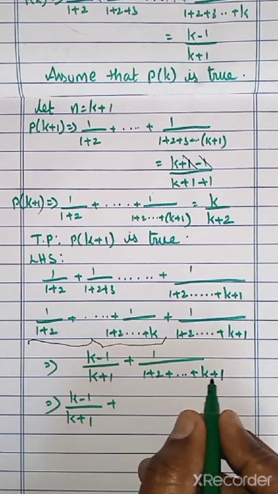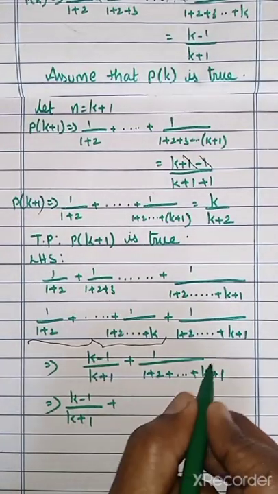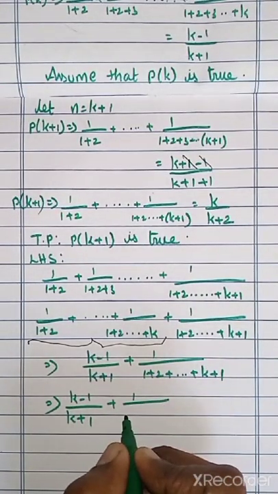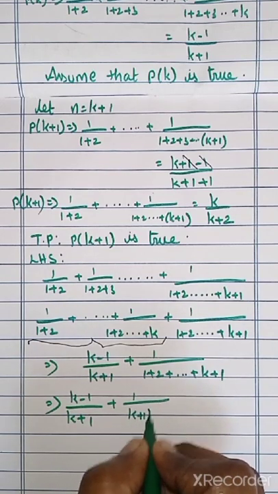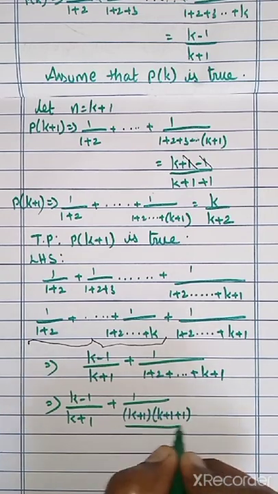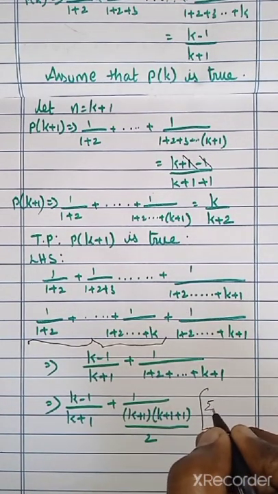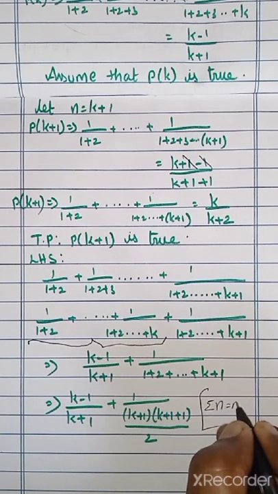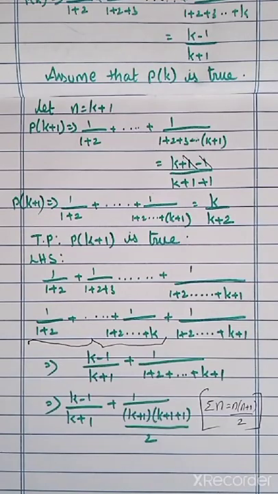this is sum of natural numbers. What is the sum of natural numbers formula? N into n plus 1 by 2, correct? So instead of this, what we can write? N value is k plus 1 here, okay? So n into n plus 1 by 2. How we got this one? Sum of n natural numbers equals n into n plus 1 by 2. That formula we are using here.